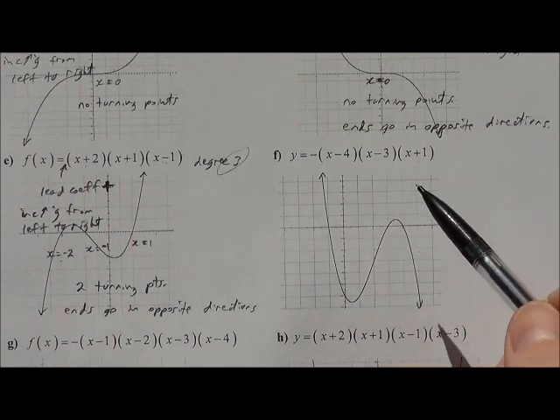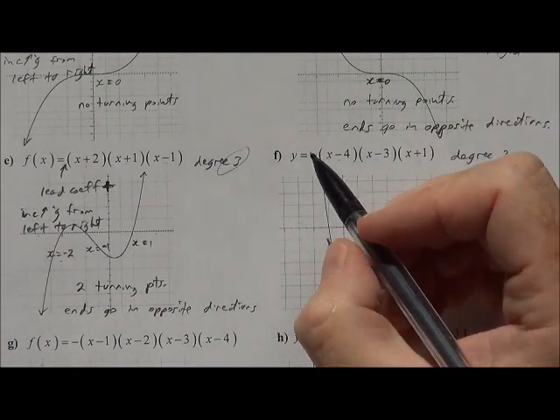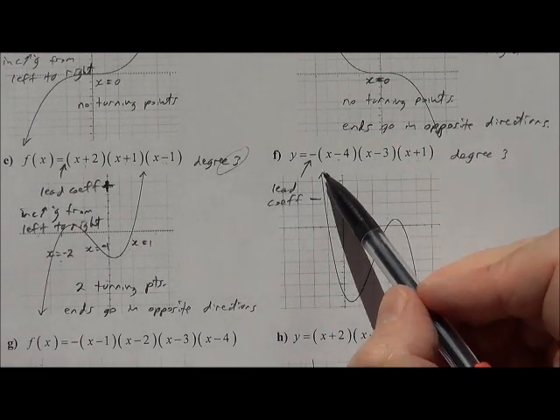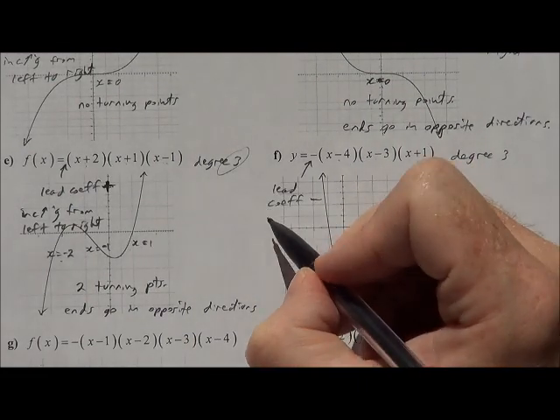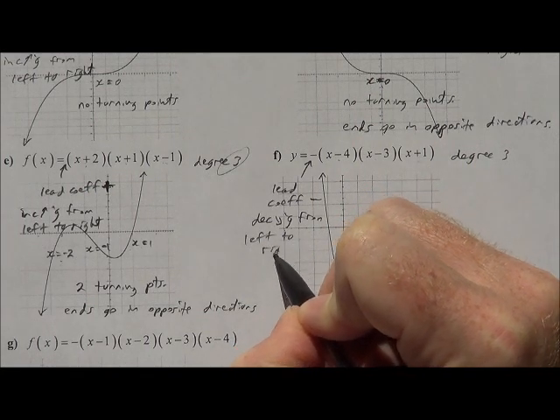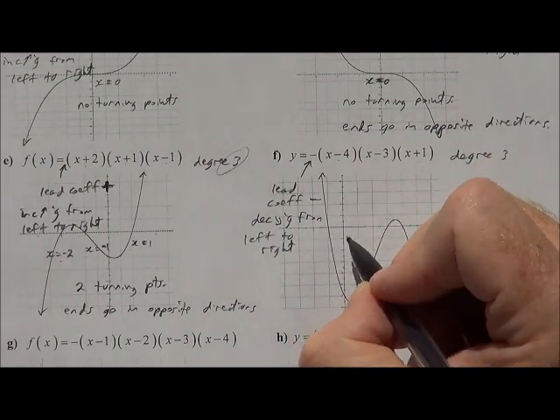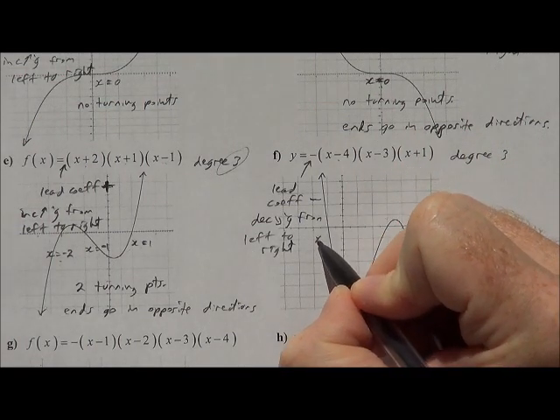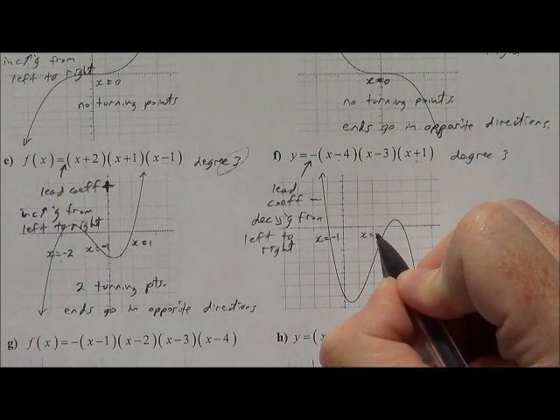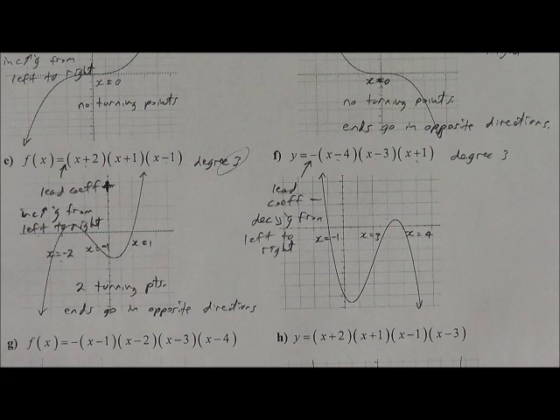If we go along to example F now, 1, 2, 3, degree 3. The coefficient is negative. Notice that the general trend of the graph is decreasing from left to right. Take a look at the zeros, and we have a 0 at x equals negative 1, which corresponds to the factor of x plus 1. We have a 0 of x equals 3, which corresponds to the factor of x minus 3, and a 0 of x equals 4, which corresponds to the factor of x minus 4.